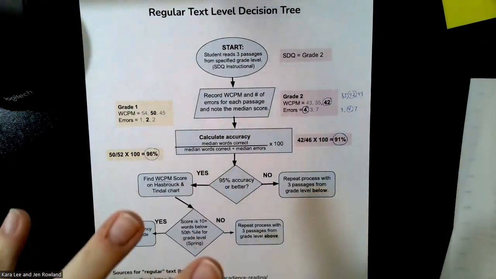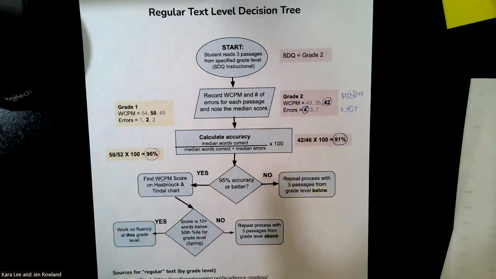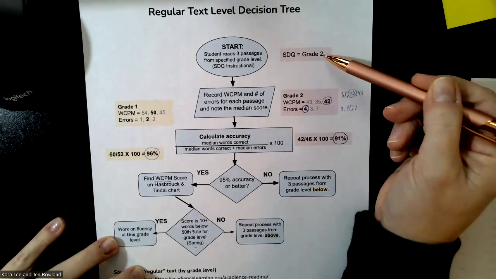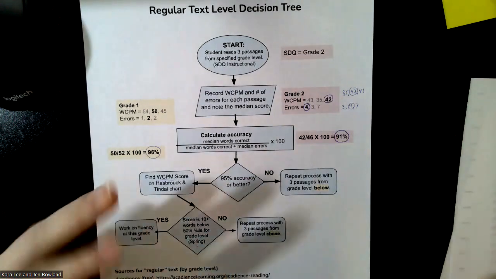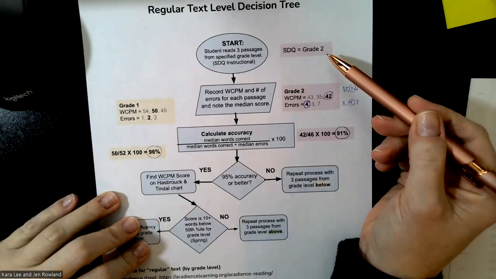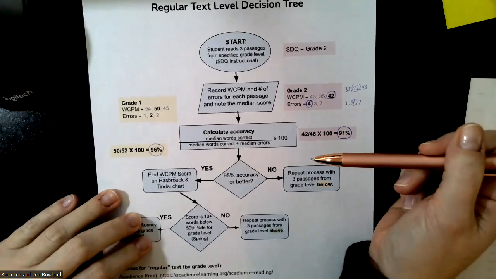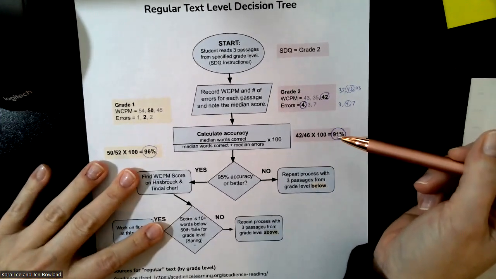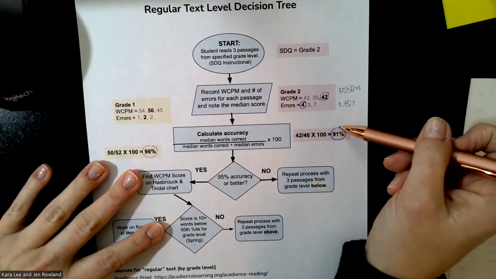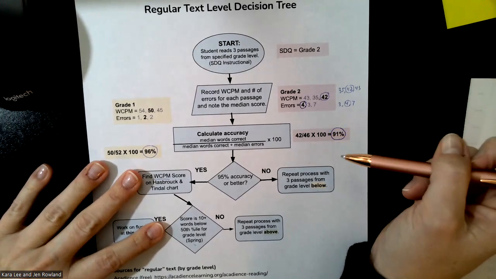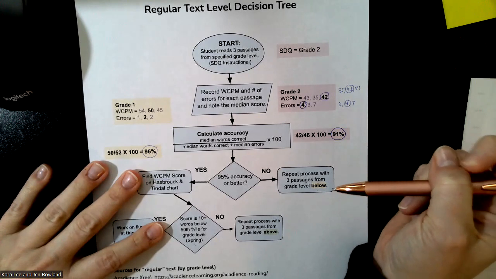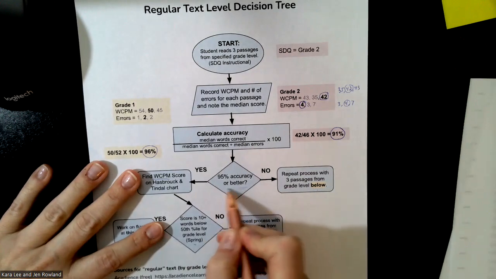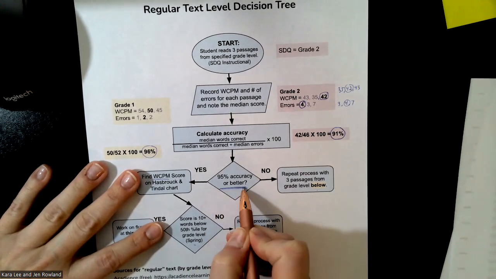This is where your decision-making comes into play. I actually already did that, right? It just so happened that this student, I already did 2nd grade level. So now is when I need to think about, okay, we only work on fluency, words correct per minute, if we have 95% accuracy. That's why this important question right here.